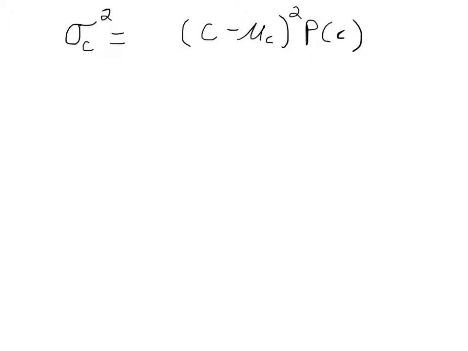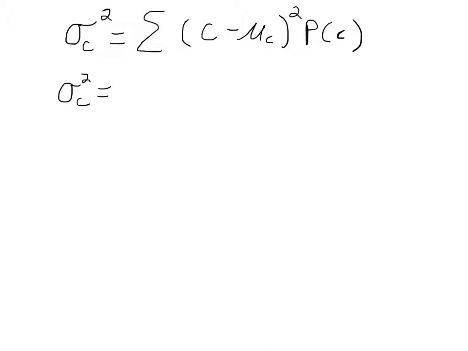Let me just run through that one more time. You take every c value, subtract off the mean, square that value, multiply by the corresponding probability. I'm going to do that for every value of c in the table, and then add up all of those. That is the variance, and then I just square root that to get the standard deviation. So let's work through that with our particular example.